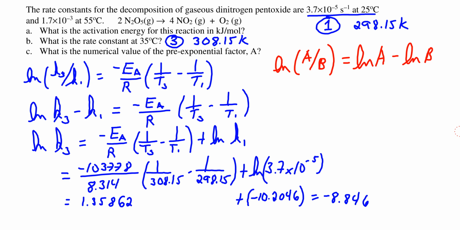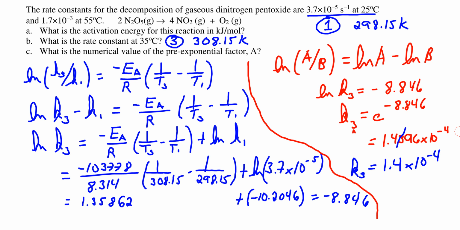Alright, and here we are with a numerical value for ln of K3. It's going to be minus 8.846. And here we are with our final answer. K3 is 1.4 times 10 to the minus 4.